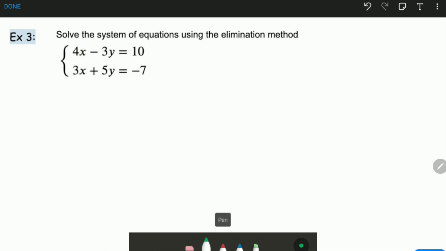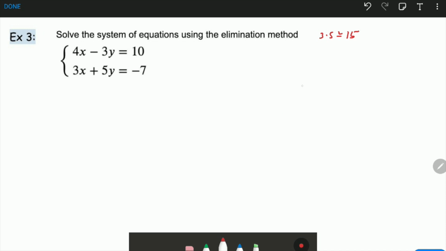Next thing we need to do is make sure we have one of the variables with the same coefficient. Just one's positive and one's negative. For the x's, one has 4 and one has 3. The y's, one has 3 and one has 5. Unfortunately, none of them match, and there's also no shared factors. So there's no easier one to try to eliminate in this particular problem. So I'm just going to choose to eliminate y, since they already have different signs. And a common multiple between 3 and 5 would be just 3 times 5, which is 15.